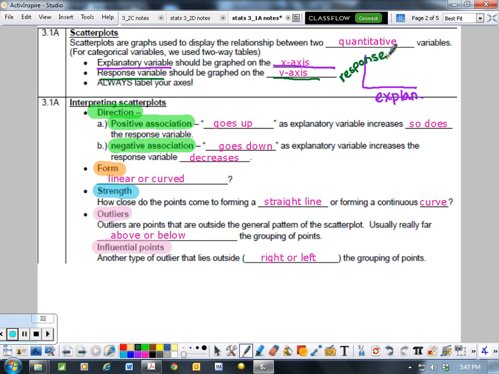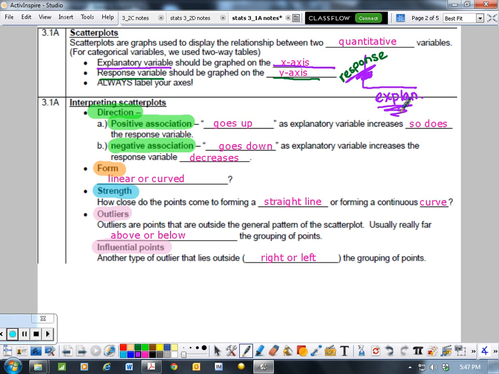And this goes along with everything we learn in algebra, where our independent variable is down here, and then our dependent variable is here, because we're thinking that all these values depend on what's happening down here with that explanatory value.